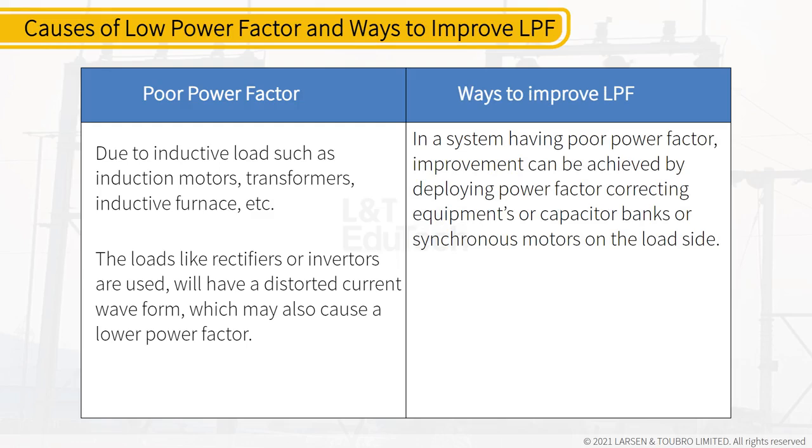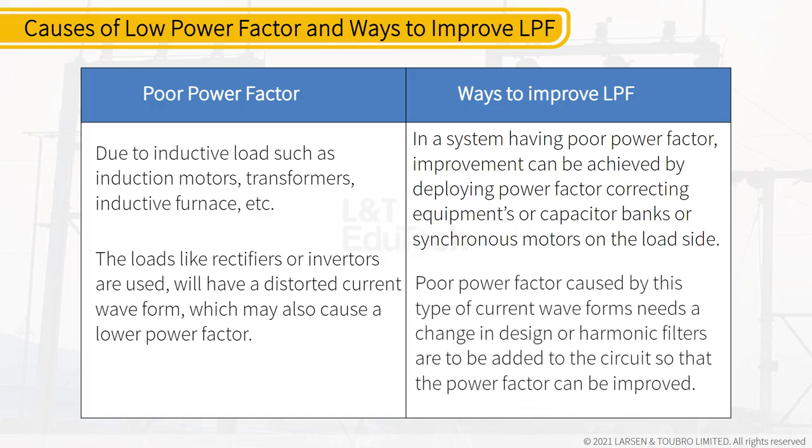In a system having poor power factor, improvement can be achieved by deploying power factor correcting equipment, capacitor banks or synchronous motors on the load side as per the system requirements. Poor power factor caused by this type of current waveform needs a change in design, or harmonic filters are to be added to the circuit so that the power factor can be improved.